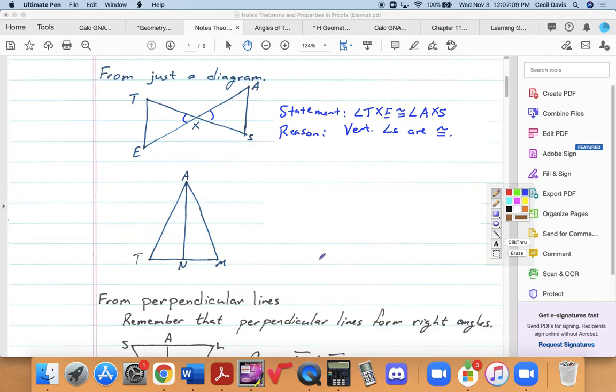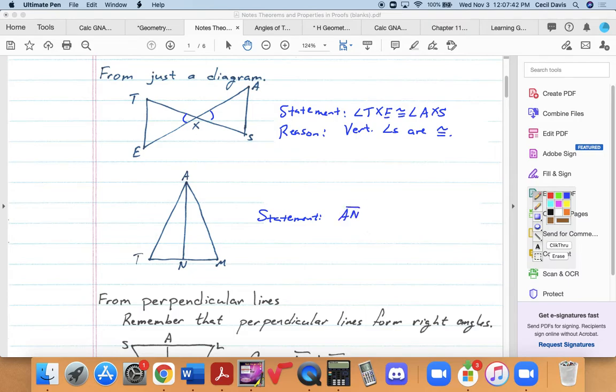Now, on this one, this is an example of the one that I told you about on your homework. On this diagram, notice that you've got these two triangles that are kind of stuck together. What side do they share? AN. So our statement is going to be that segment AN is congruent to segment AN.